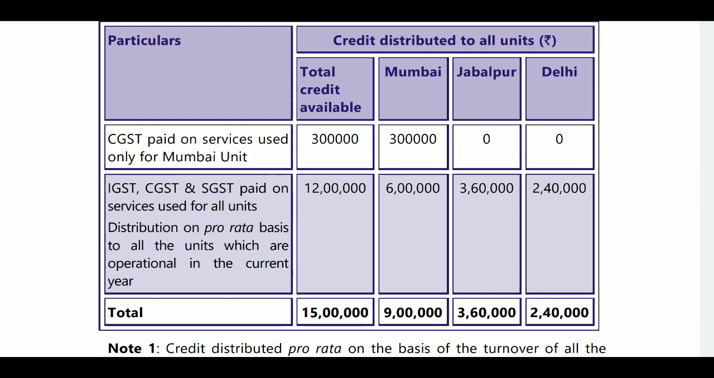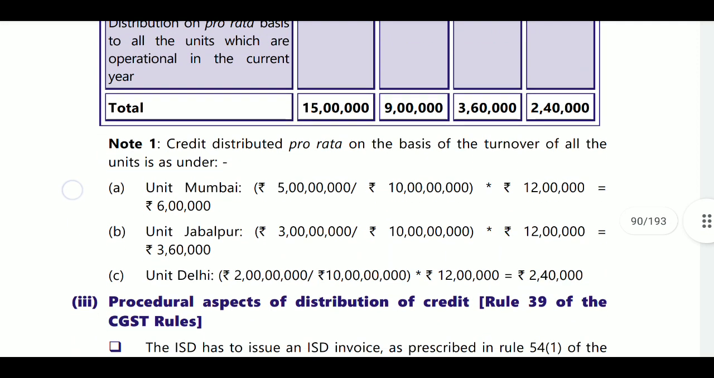12 lakhs is equal to Mumbai 6 lakhs, Jabalpur 3 lakhs 60 and Delhi 2 lakhs 40. That is 12 lakhs into 5 crores divided by 10 crores for Mumbai, and for Jabalpur 12 lakhs into 3 crores divided by 10 crores will be considered, and the remaining balance will be Delhi related. The amount will be distributed.